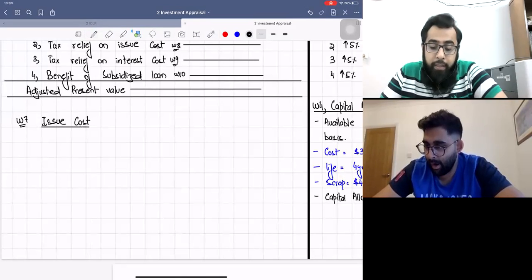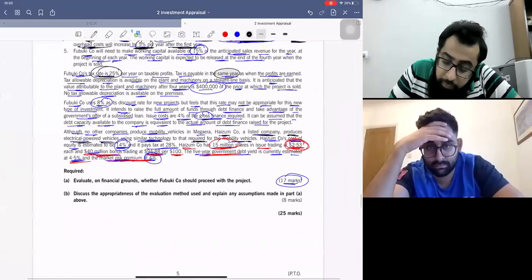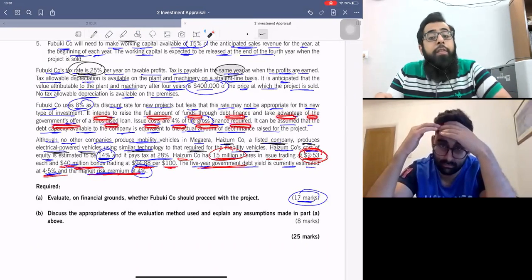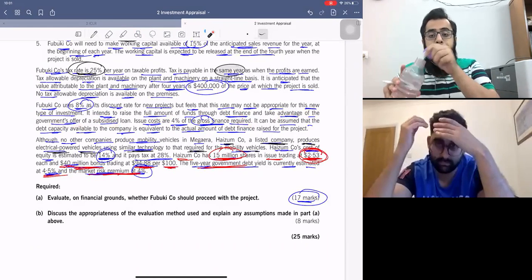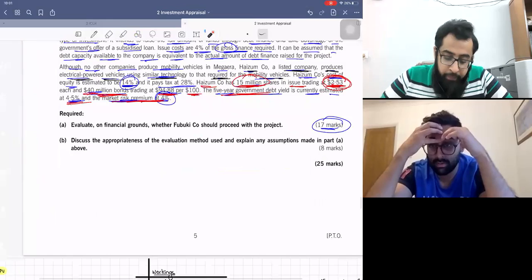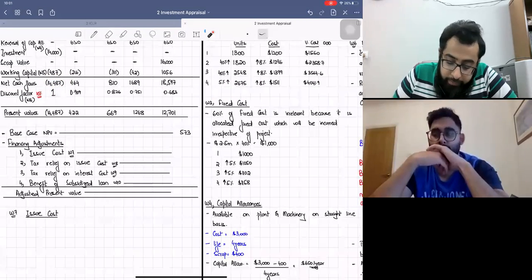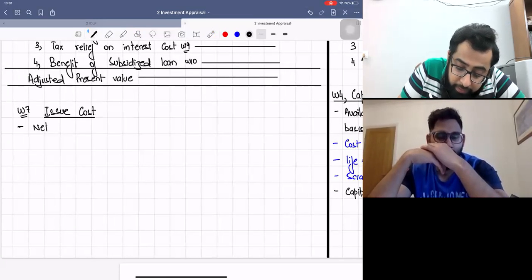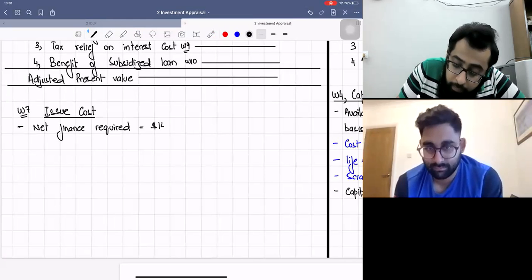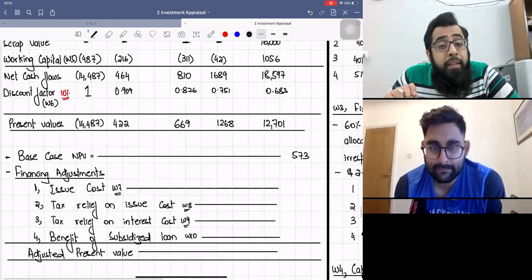Now, what about this issue cost? Let's look at it. Here he says it intends to raise the full amount of funds through debt finance and take advantage of the government offer of subsidized loan. Issue cost of 4% of the gross finance required. Now, what is the gross finance required? In year 0, we require finance of 14487. Okay, let's look at it. Now, that is not the gross finance, that is the net finance we require, because that is the net amount we require. 14487. We need net 14487 in year 0.